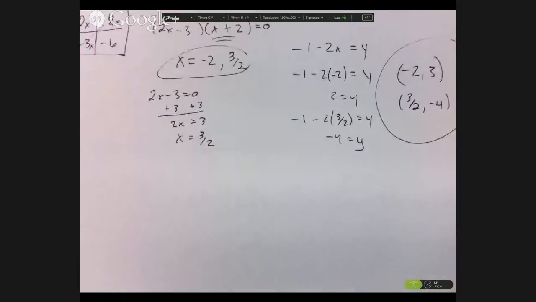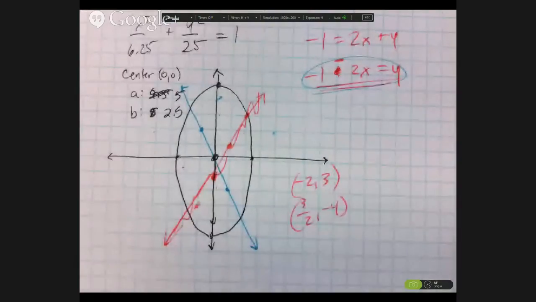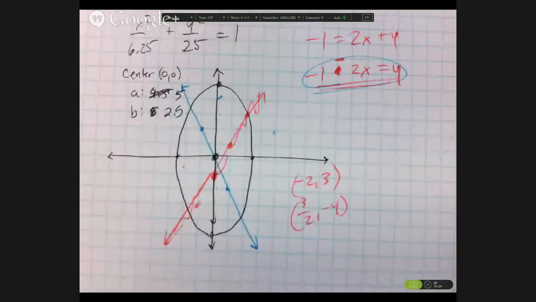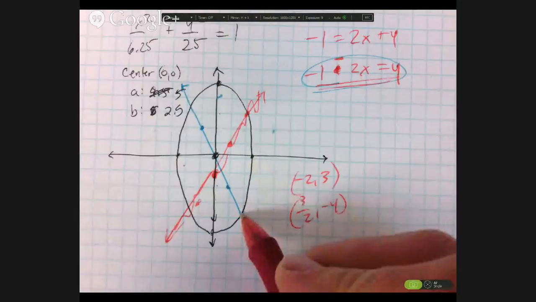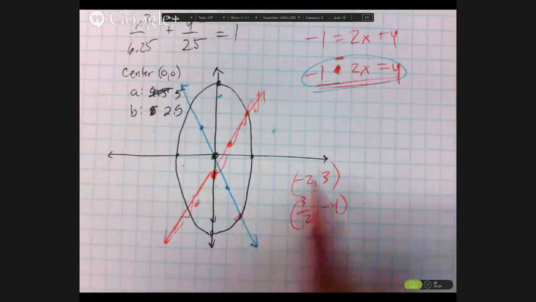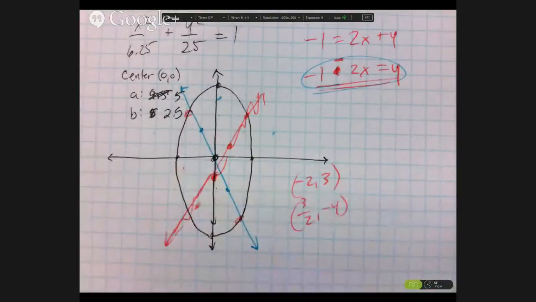Now, if we look at our algebraic answers, do they match? Pretty close, huh? 3/2, -4, and then -2, 3. Yeah, we're pretty close, as you can see graphically.